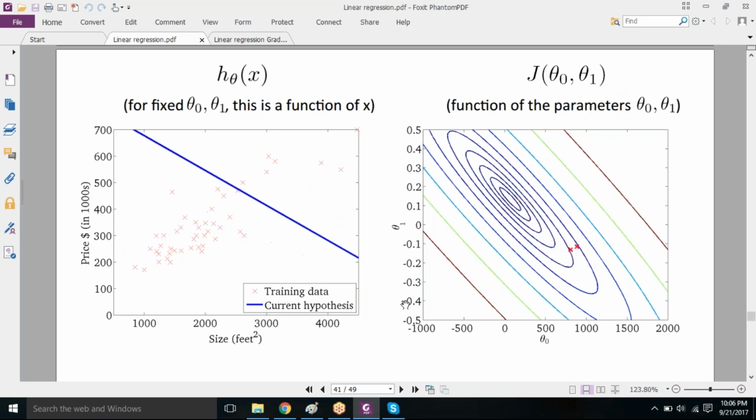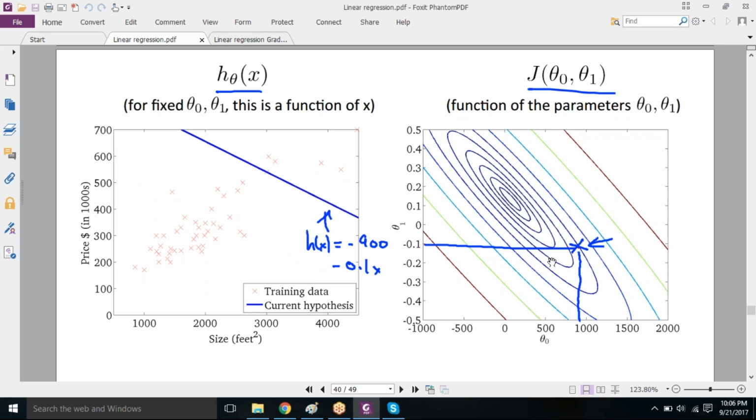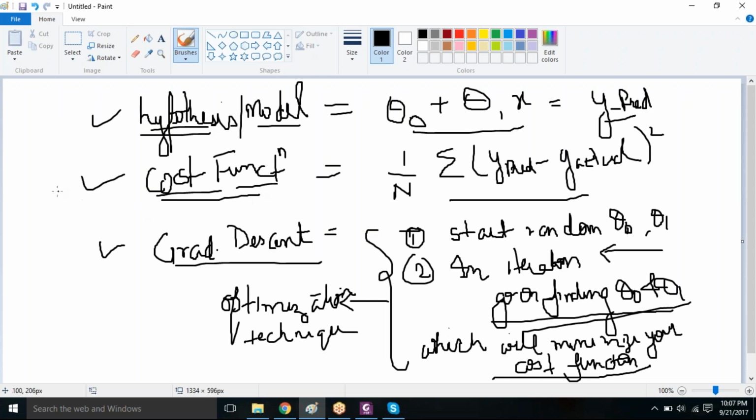Now, in the same situation, just look at this right hand side part. This is your cost function J. Mathematically it is denoted by J of theta naught and theta 1. Why theta naught and theta 1 in brackets? Because these are the two parameters which decide J. And this hypothesis, or this model, is sometimes represented as h theta of x. These are just the mathematical representations I am telling you.